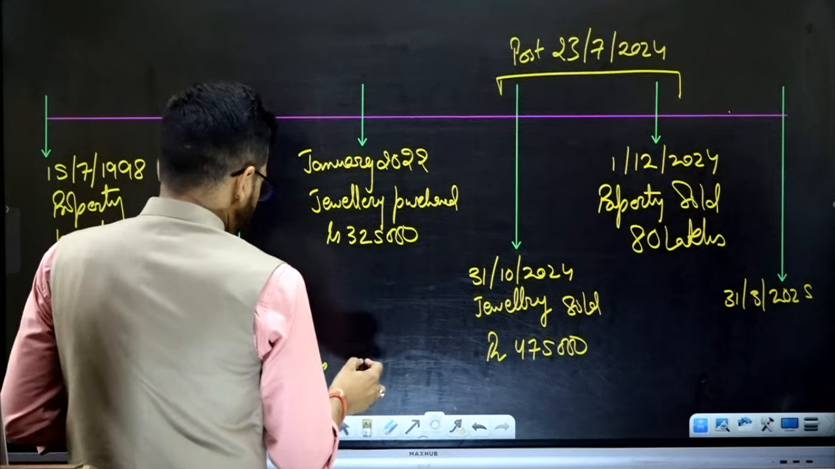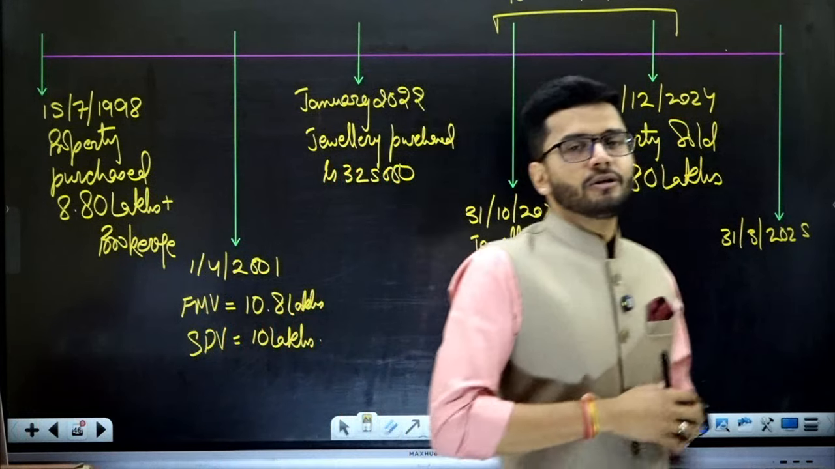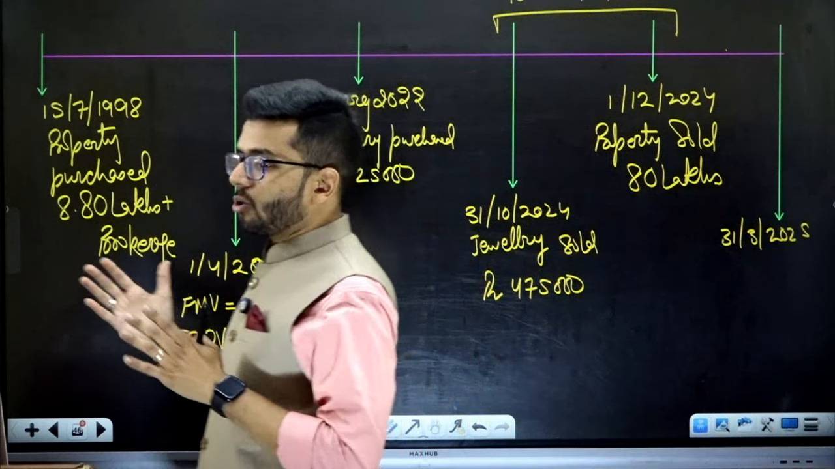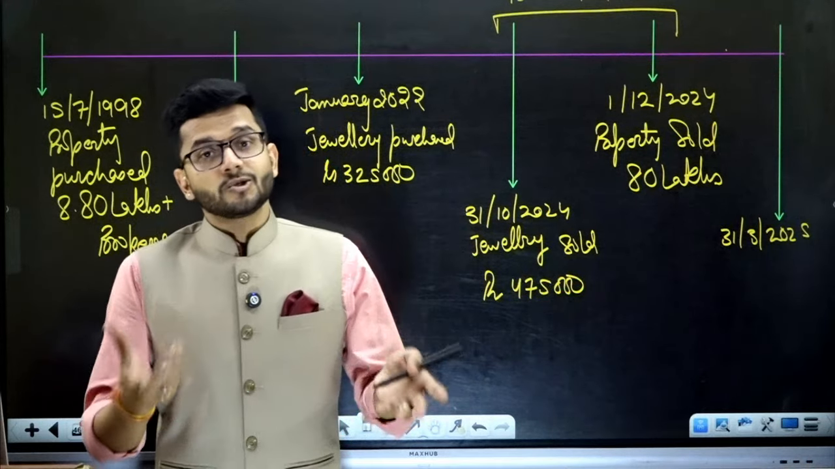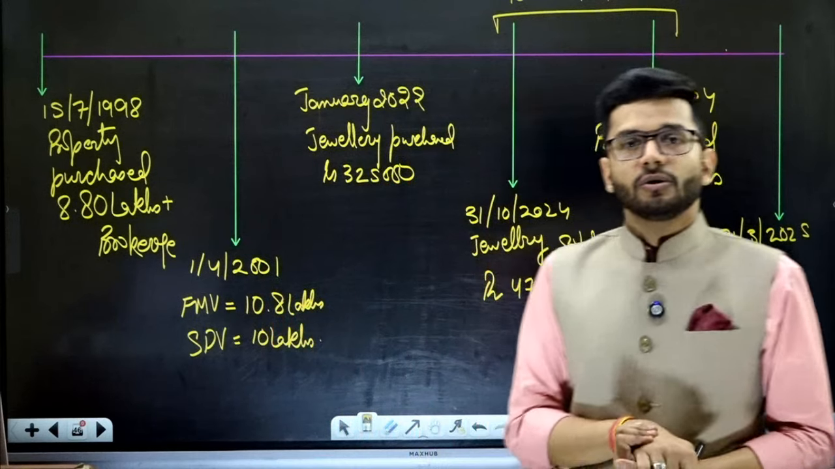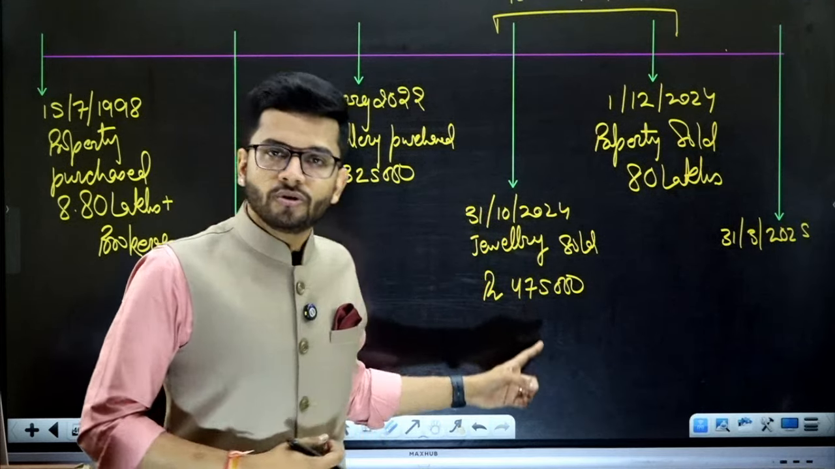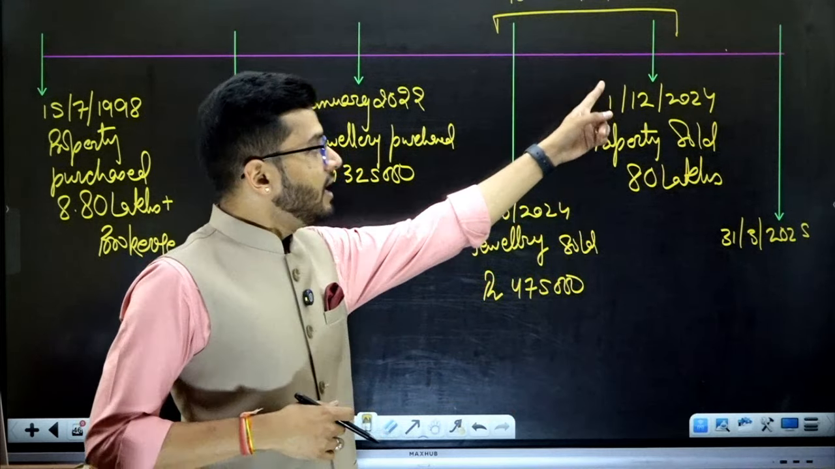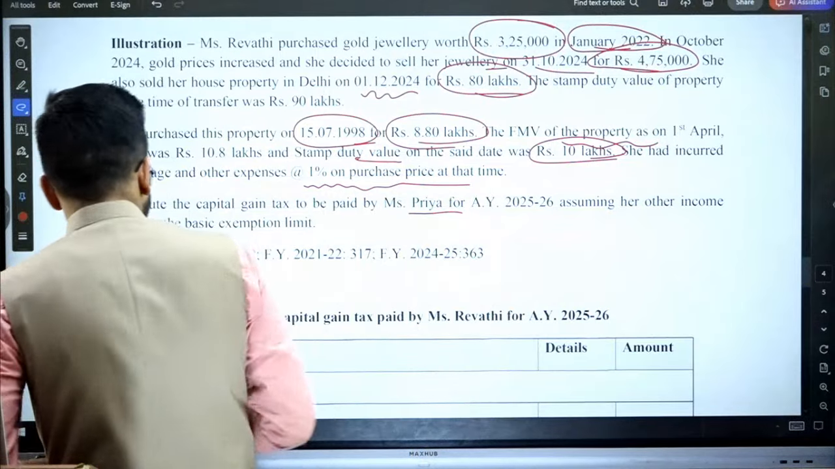Okay, sir, got it. So guys, if you prepare this kind of a line chart for every capital gain question, then you will be able to understand the entire context well, and the sequence of events well. So this is a very good way to understand the sequence of events. Okay, so now we need to calculate the capital gain: A in case of jewelry which has been sold, B in case of house property which has been sold for 80 lakh rupees. That is the ask, that is the question.